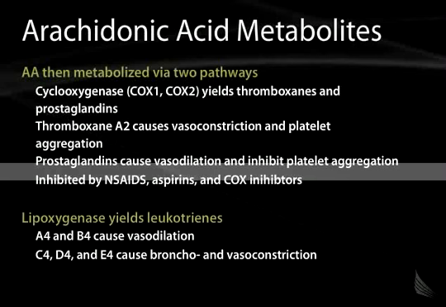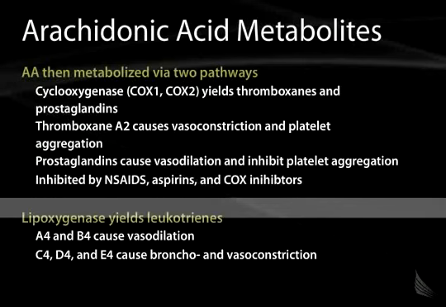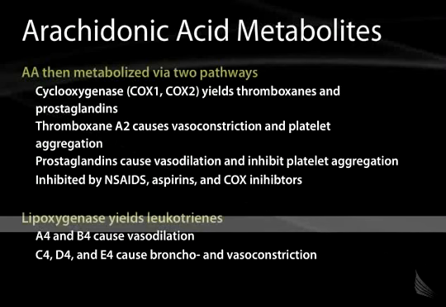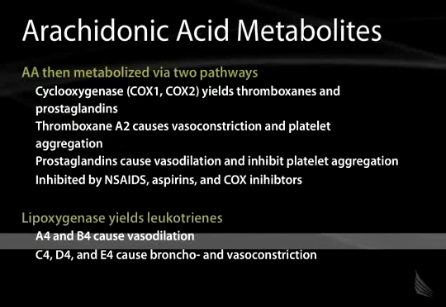The other metabolite of arachidonic acid is leukotrienes. These are synthesized when arachidonic acid is acted on by the enzyme lipoxygenase. And leukotrienes are also inflammatory mediators. The A4 and B4 leukotrienes cause vasodilation and inflammation. The C4, D4, and E4 cause bronchoconstriction and vasoconstriction. And so they're important mediators of asthma, for example. And there are anti-leukotriene drugs which we use to treat asthma.